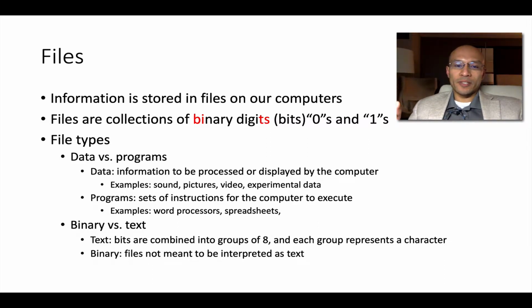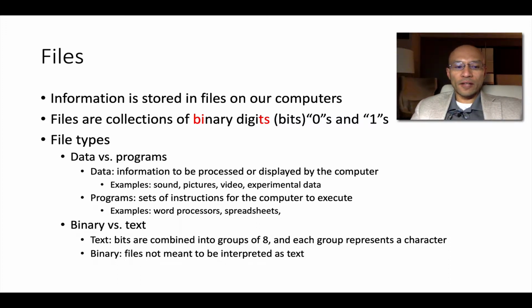One way to classify them is data versus programs. So data files basically are information for your computer to process or to display or to somehow handle or transform. Data could include sound or pictures or video or movies or maybe some experimental data that you obtained. Programs are sets of instructions for your computer to follow. So really, when we talk about computer programming, all we're saying is that you're writing instructions.